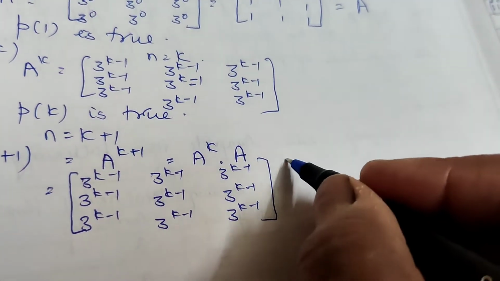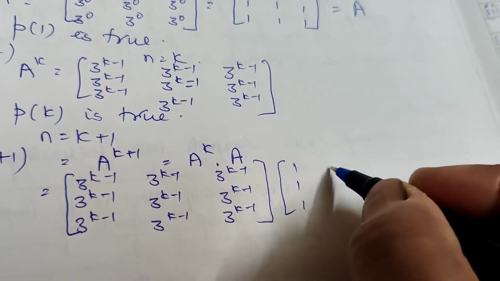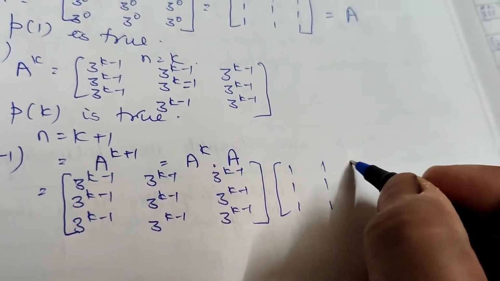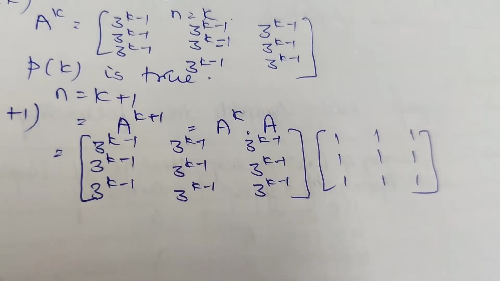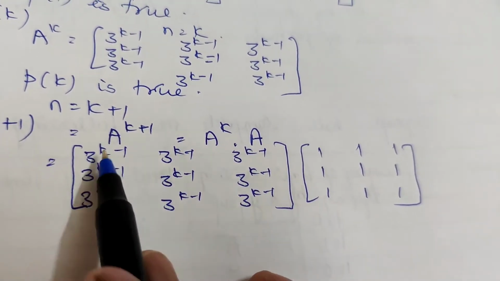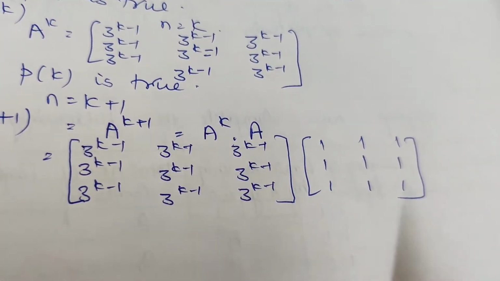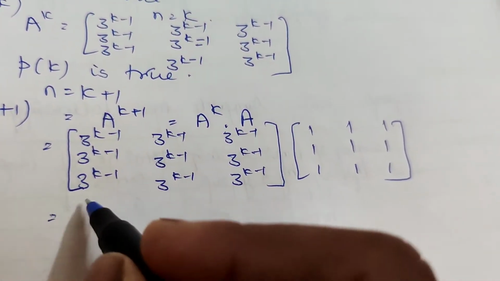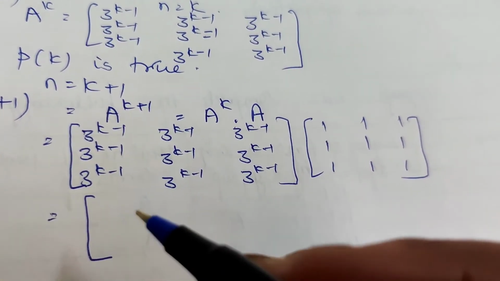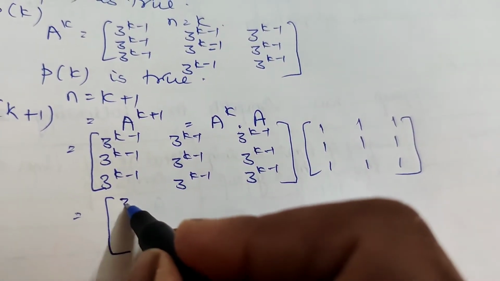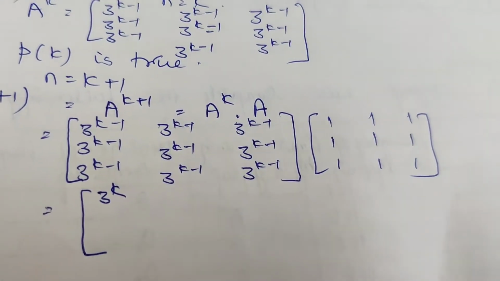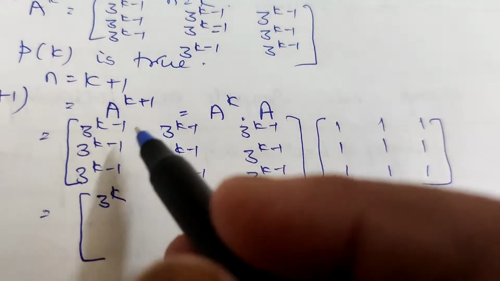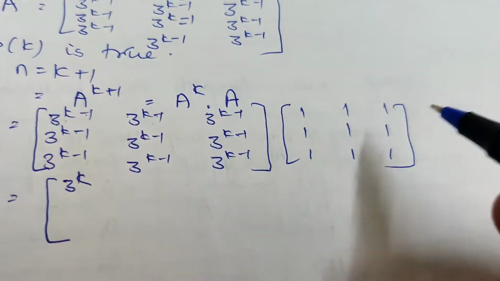Multiplied to A. A means 1, 1, 1. All the elements of matrix A are 1. Now multiply the rows by the column. What will you get? 3 raised to power k. How? 3 raised to power k minus 1.